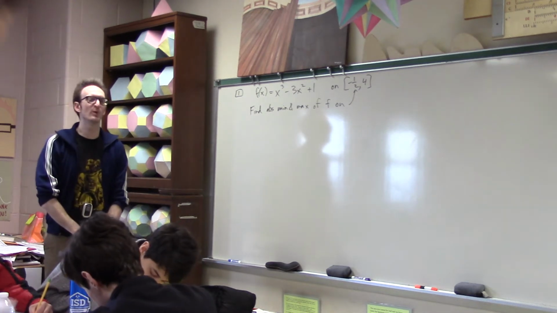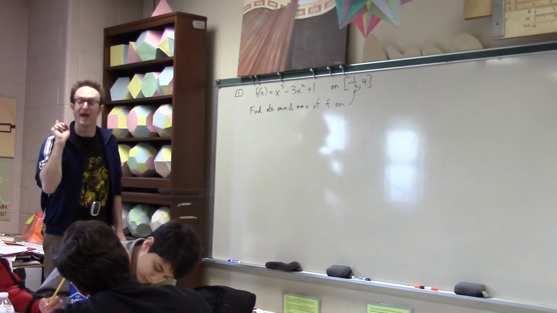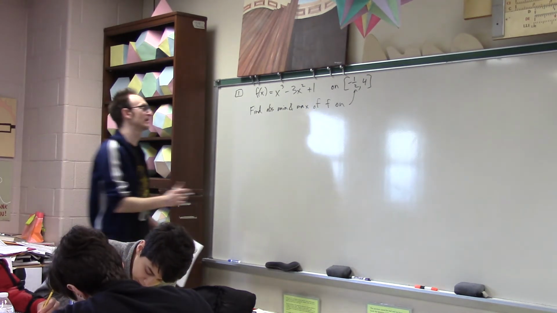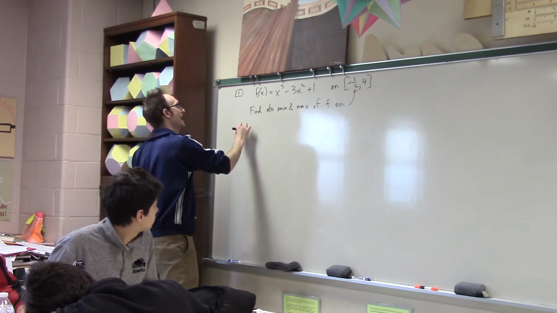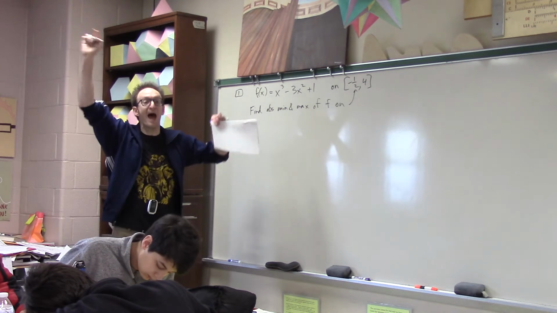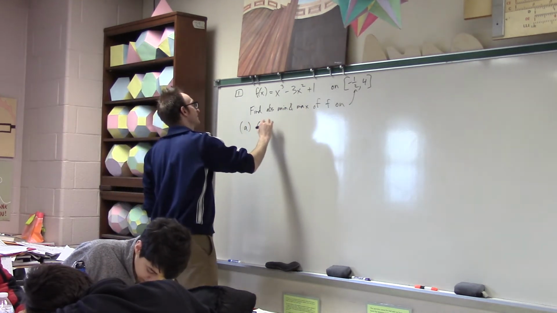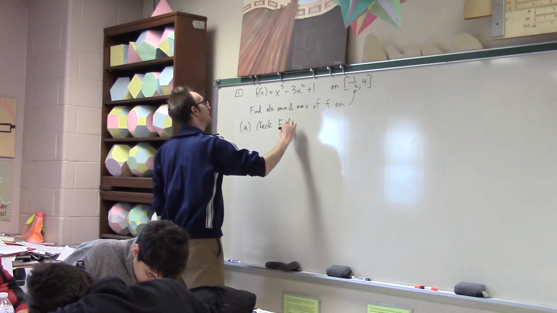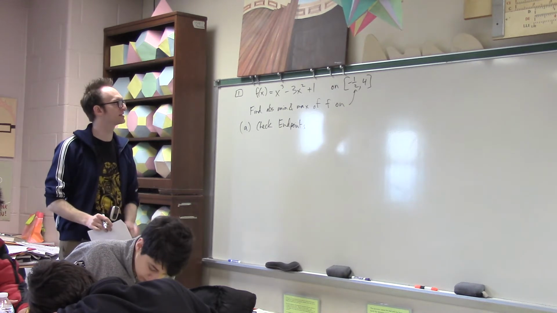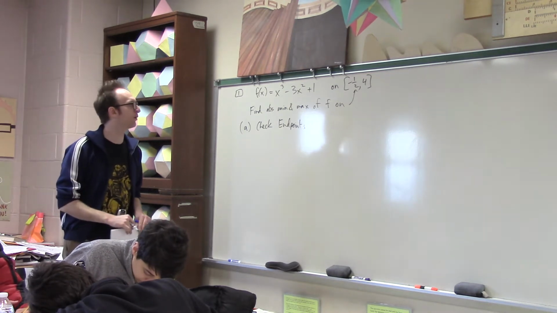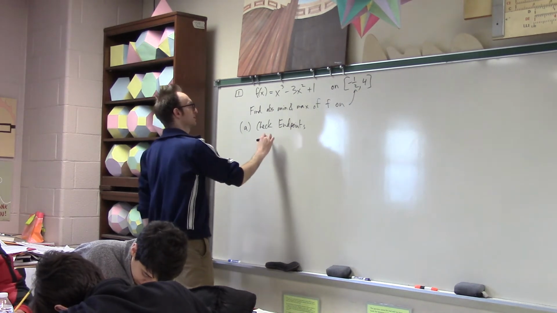Okay. What should we do first, just to get it out of the way to make sure that we don't forget? Endpoints. Let's check the endpoints, because the absolute maximum and minimum might be the endpoints. Checking endpoints is a very important part of the algorithm. So plug in -1/2 into this function and tell me what you get. And plug in 4, everyone do that right now.